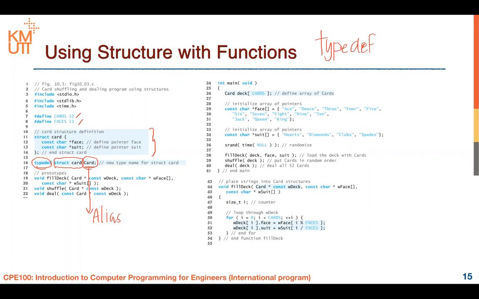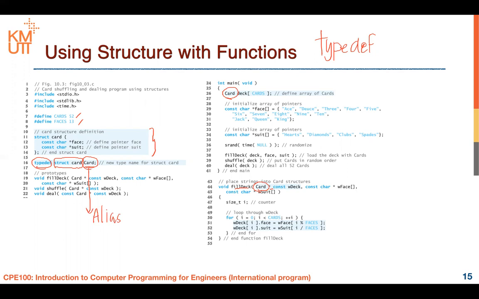Okay, so for example, you have the function fillDeck, right? You can use Card, and this one is a pointer, right? And then you can use Card here, right? In order to define the structure card of 52 playing cards deck.